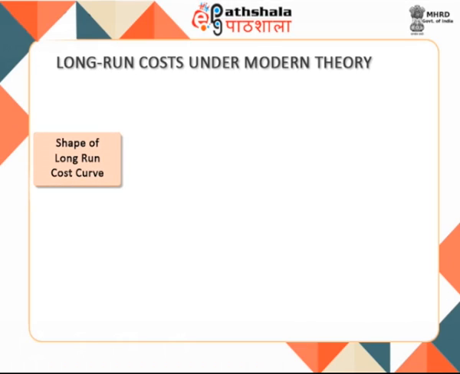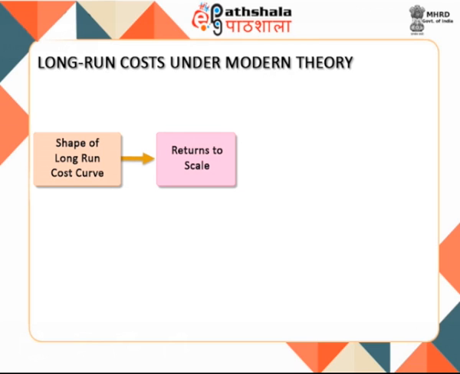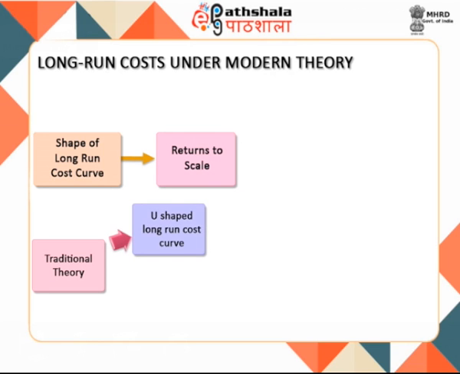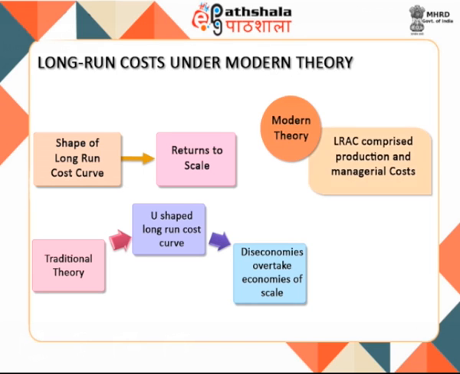The shape of the long-run cost curve is dependent on the returns to scale. The traditional theory assumes a U-shaped long-run cost curve under the presumption that after the optimal level of output, the diseconomies of scale overtake the economies of scale. The modern theory contends that the long-run average costs essentially comprise production and managerial costs, of which the average production costs continue to fall even at large scales, while the managerial costs per unit of output may rise only gradually and at large scales of output. The long-run average cost curve is L-shaped or inverse J-shaped under the modern theory of cost.